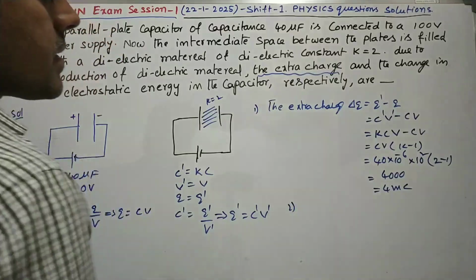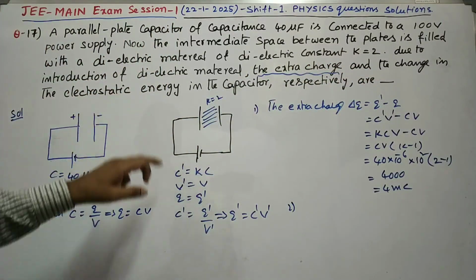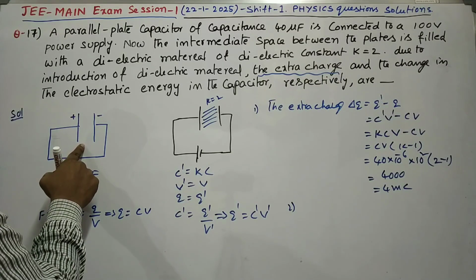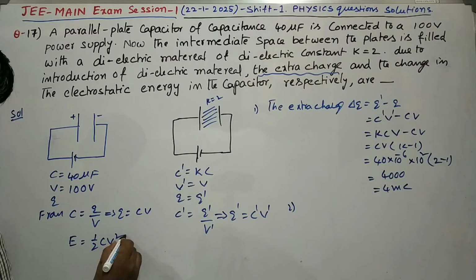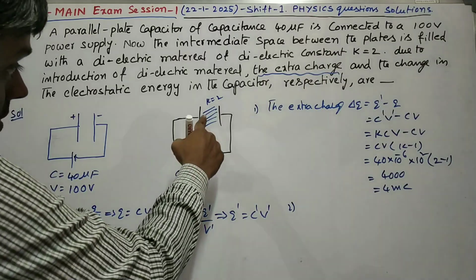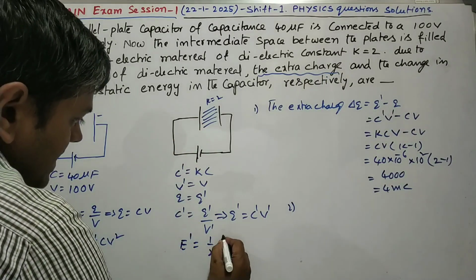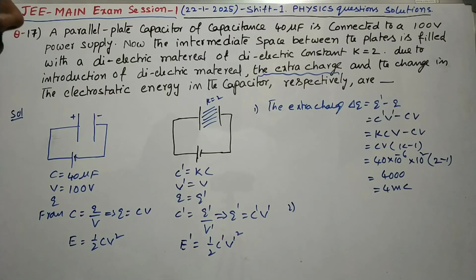Next, the second one is asking the change in the electrostatic energy. Without introducing the electric energy, E is equal to what? Half C into V square. After introducing the electric energy, E dash is equal to half C dash V dash square.